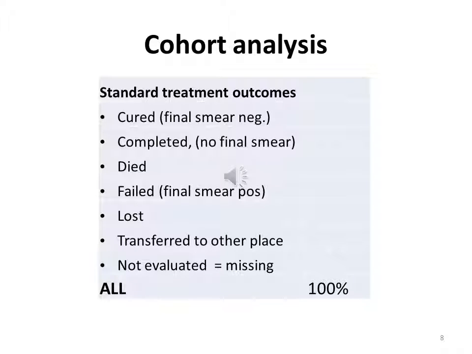What can happen during treatment? These are the standard treatment outcomes of tuberculosis patients. There are 6 mutually exclusive outcomes. Cured represents those positive in laboratory examination who completed with negative examination in the end. Completed represents those who completed well but have no final examination. Died represents those who died during treatment, whatever the reason.